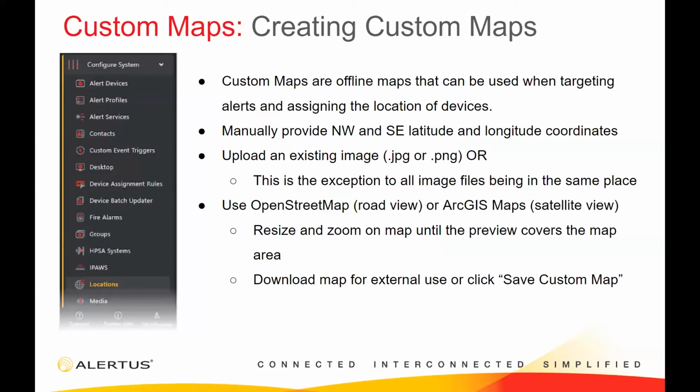Custom maps are offline maps that can be used when targeting alerts and assigning locations to devices. So the first benefit of this is that if you've got a hosted server that isn't connected externally to the wider web, you can now save off these maps using the map feature to take little snapshots, or you can upload your own. This means that if you have floor plans, you can also target specific locations in specific buildings very easily and directly in this interface.